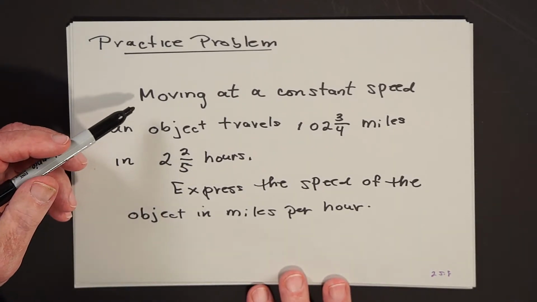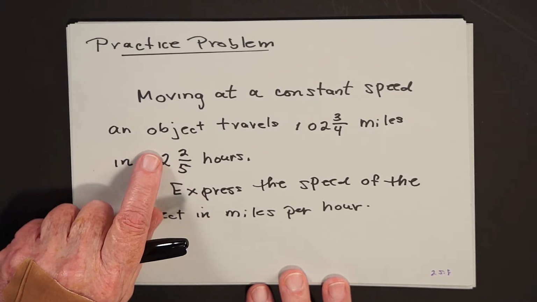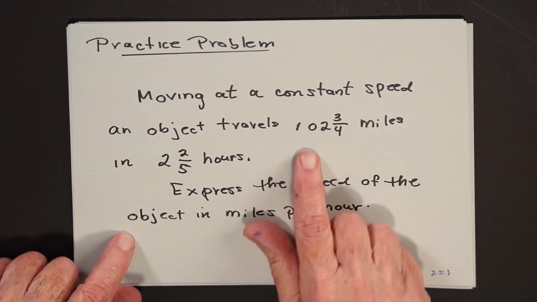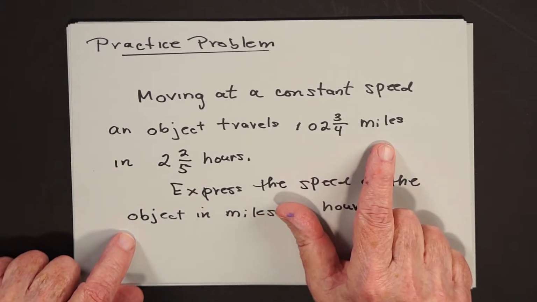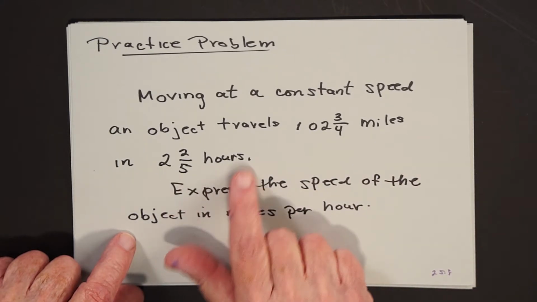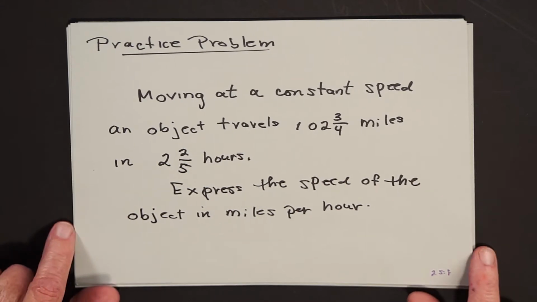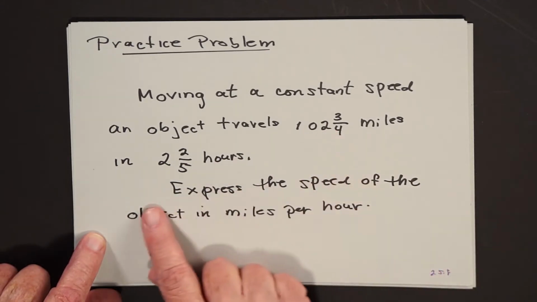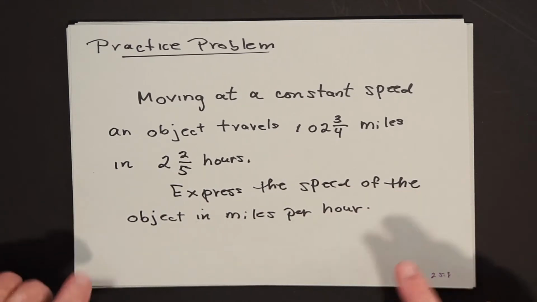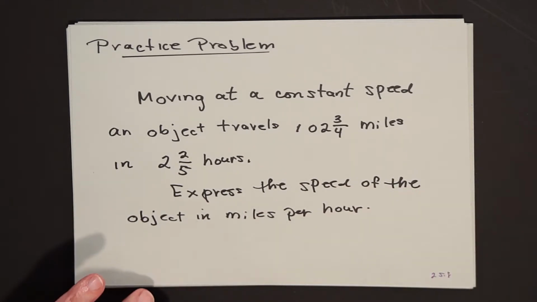So the practice problem today is, moving at a constant speed, an object travels 102 3/4 miles in 2 2/5 hours. Express the speed of the object in miles per hour. Okay? Messy numbers, but keep in mind the concept is the same as what we've just been talking about throughout this lecture.